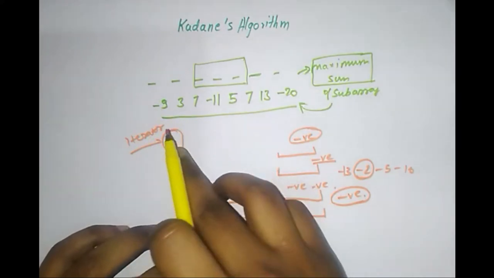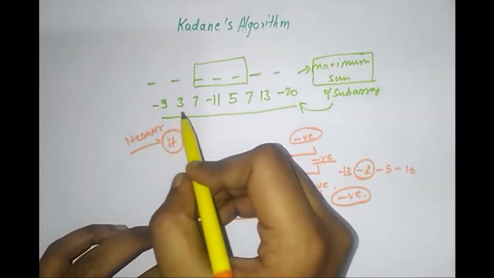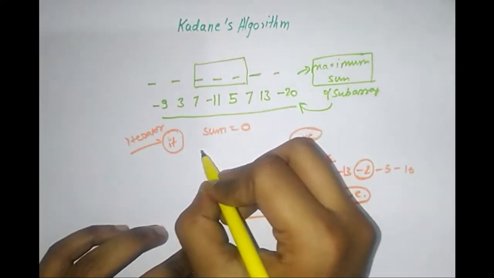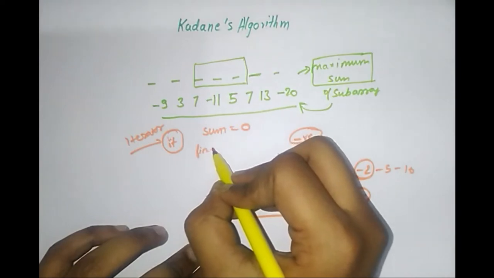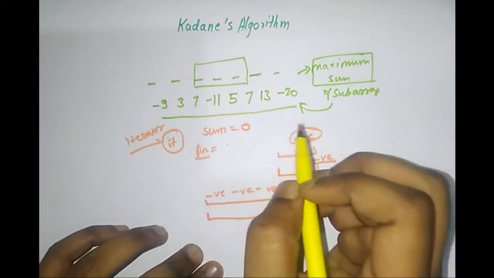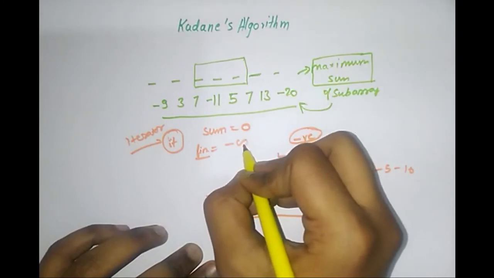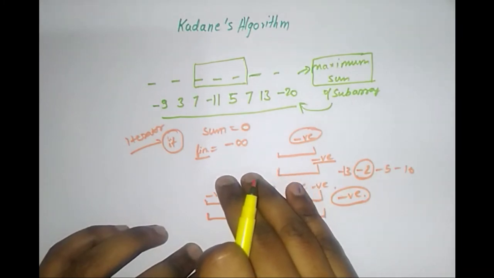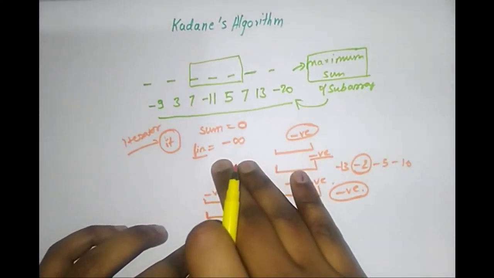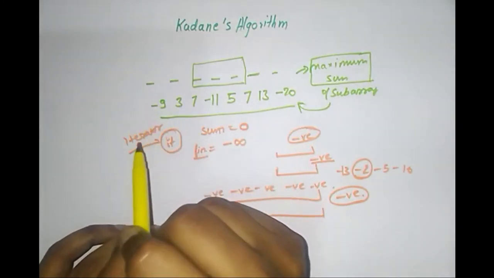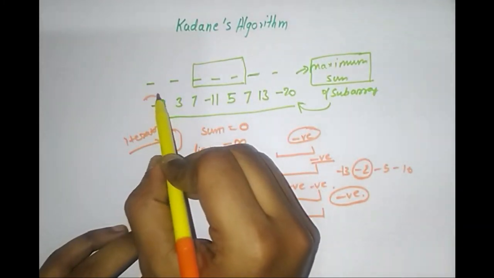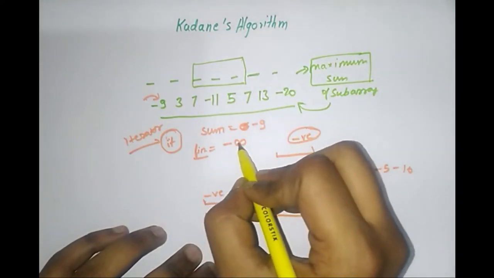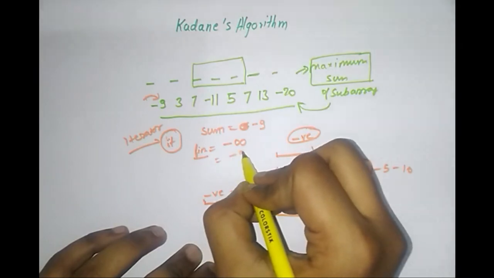I'm iterating it over this array, and I am taking sum equal to 0 initially, and the final answer will be inside fin. I take it as minus infinity initially, or if you are taking an integer, you can take it as int min. So initially our sum will be -9. Is -9 greater than minus infinity? Yes. So our answer will be -9.